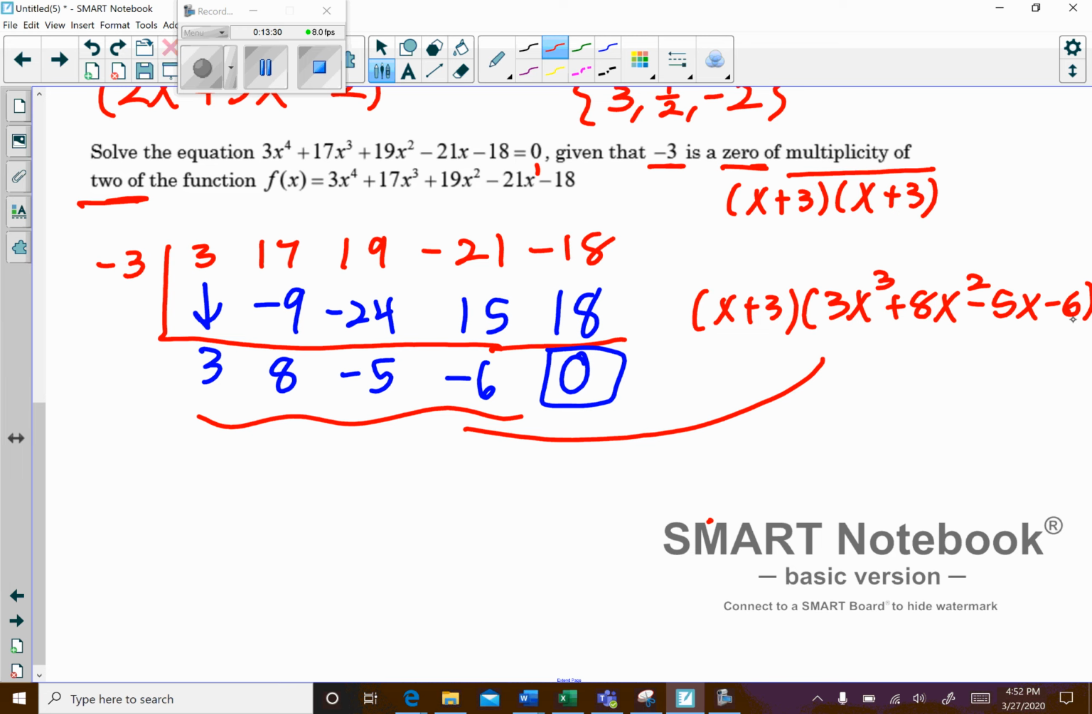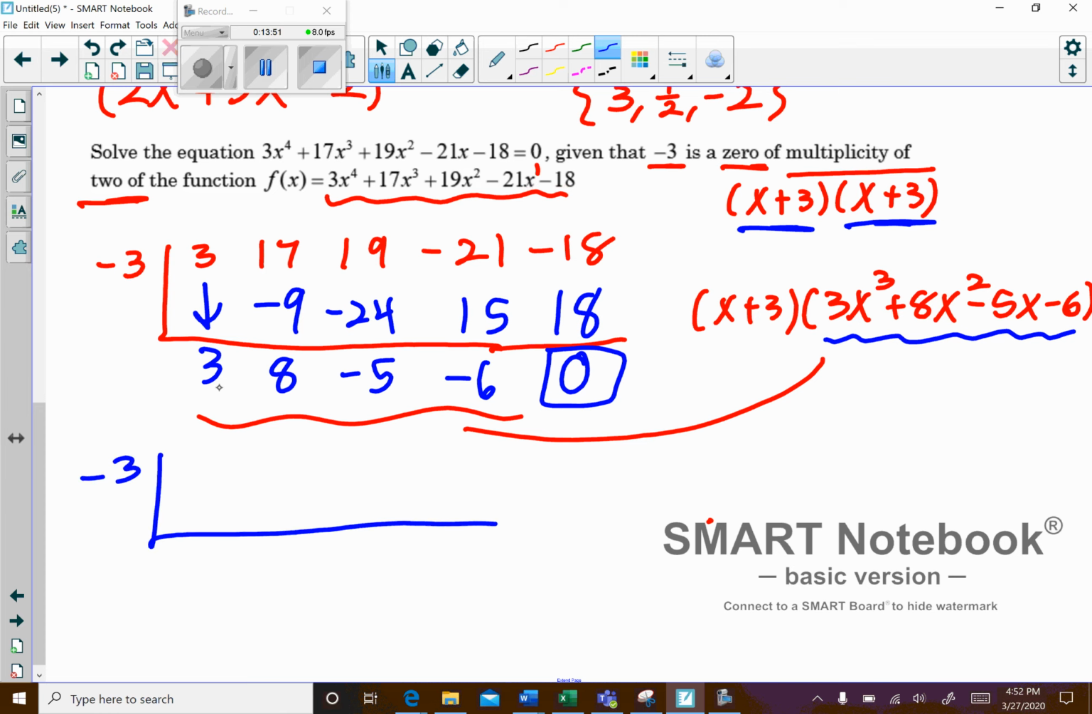So what I did was I basically factored this. And what it's saying is I'm going to have a multiplicity of 2. So there's actually going to be 2 of these. So now I'm going to do the process all over again with what I have right here. Okay. So instead of having to rewrite everything, I'm just going to continue right here.